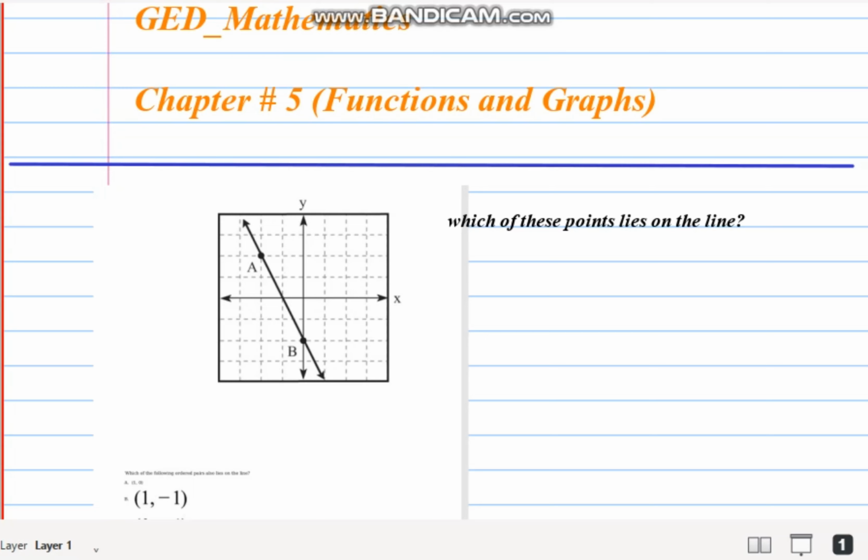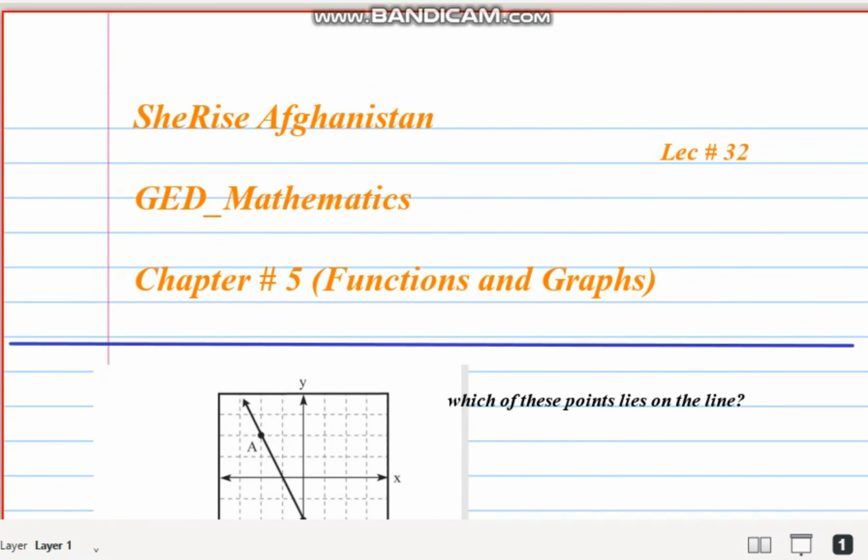Okay, dear students, in the previous class, lecture number 30 and lecture number 31, we started chapter number 5 and studied functions, graphs, the definition of functions, and how to graph functions, and we discussed all of these fundamental definitions in great detail. In today's class, lecture number 32, we are going to talk about some very important questions with respect to the GD exam.